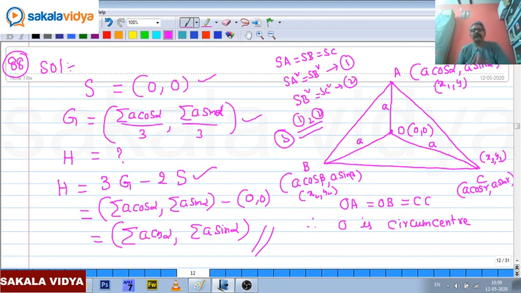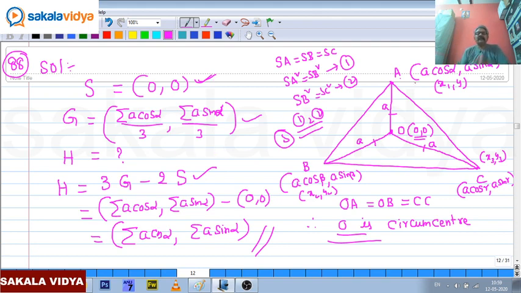See, the distance from 0 comma 0 to the point A cos alpha comma A sin alpha is A. The distance from 0 comma 0 to B is A, and the distance from 0 comma 0 to C is A. That means the origin is equidistant from the vertices, so obviously the origin becomes the circumcenter. This is the circumcenter.